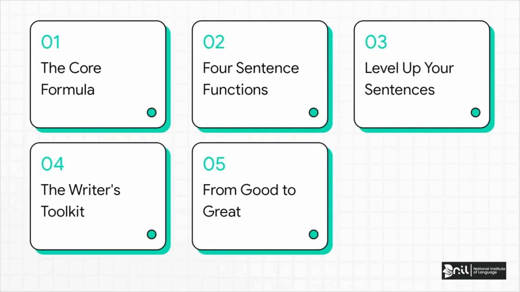All right, here's our game plan. We're going to start with the absolute basics, the core formula. Think of it as our foundation. Then we'll look at the 4 different kinds of rooms we can build. After that, we'll see how to connect those rooms, make bigger buildings, grab our tools, and really level up our writing from just good to truly great.